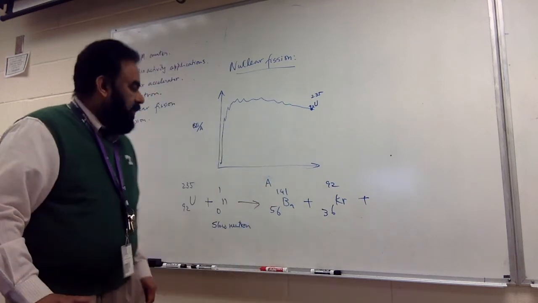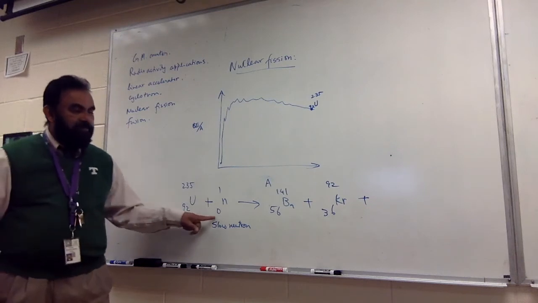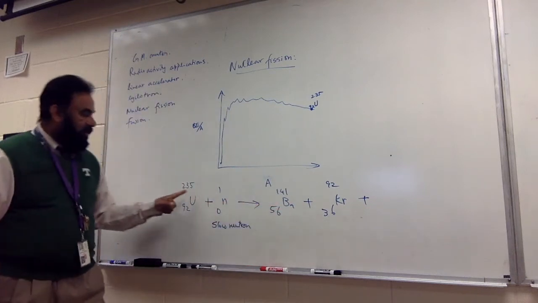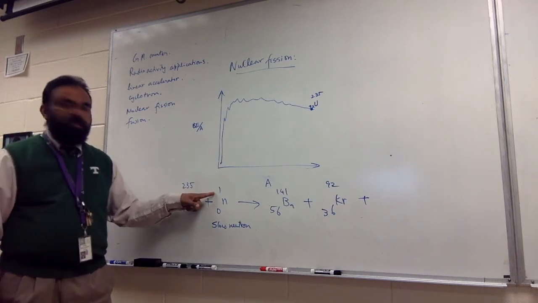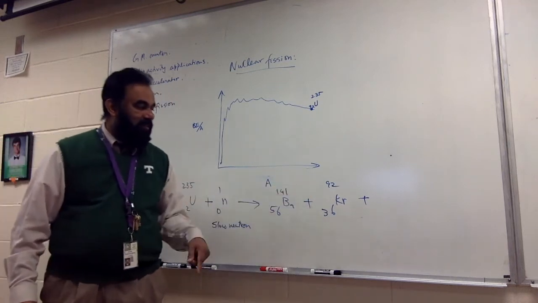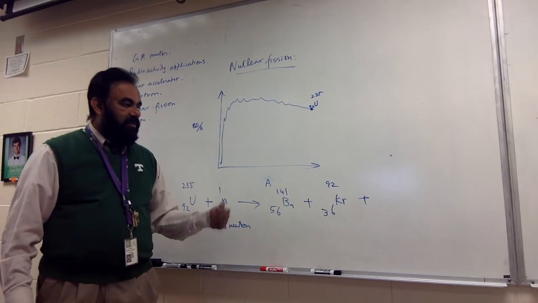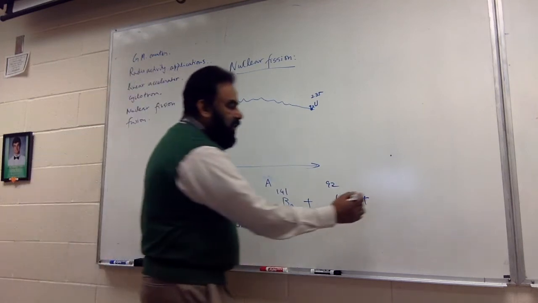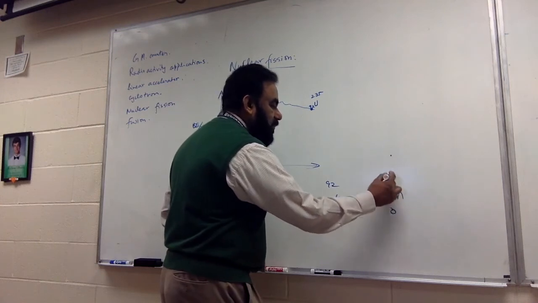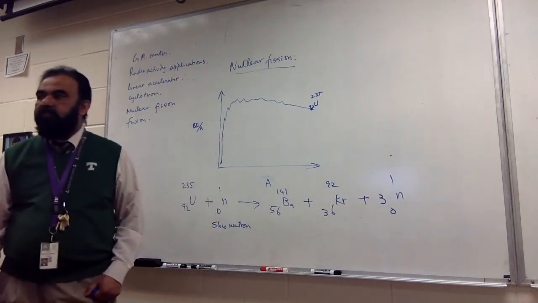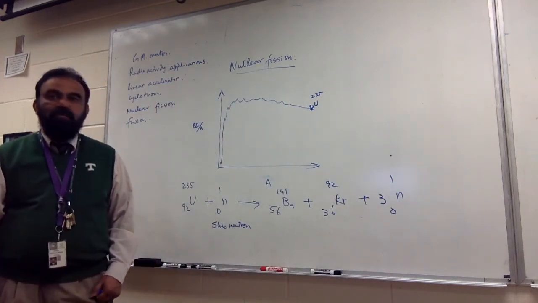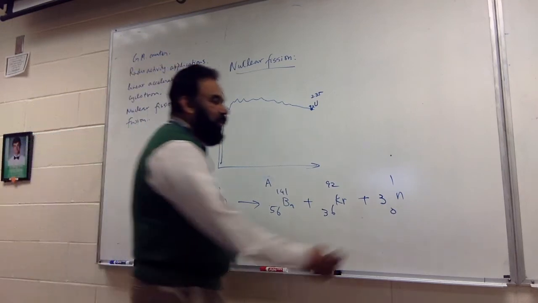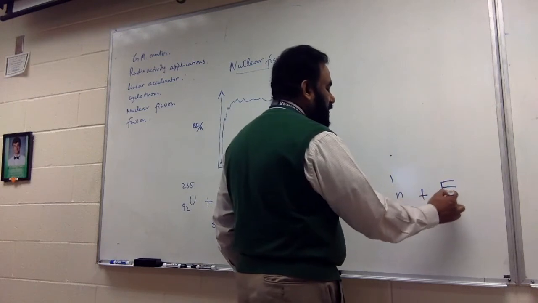Now, what is the total number at the bottom? 92, and this is 92. What is the total number at the top? 236. Add this up, how much do you get? So the number of neutrons is now less by 3. So therefore, 3 neutrons are spit out. 3 neutrons will come out as a result of this reaction. And of course, we have energy coming out.